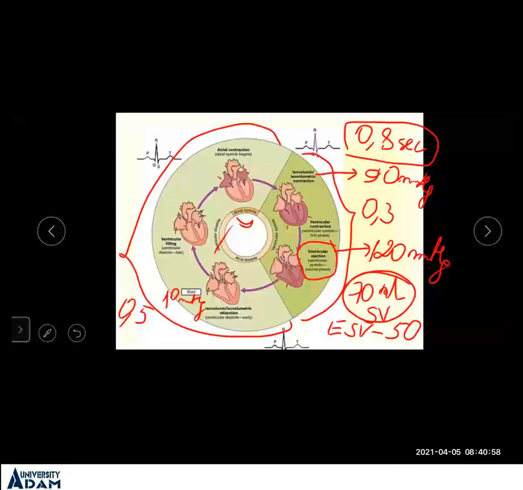And volume of blood in this period is still 50. Yes, after systole there was remaining 50 milliliters, and the volume doesn't change because all valves are closed in this period.